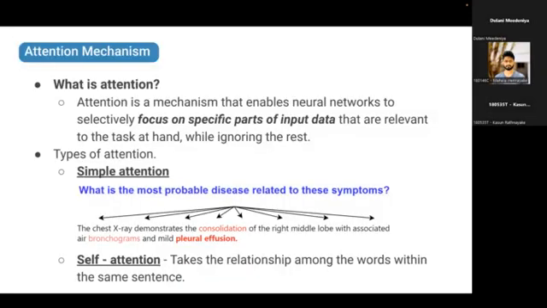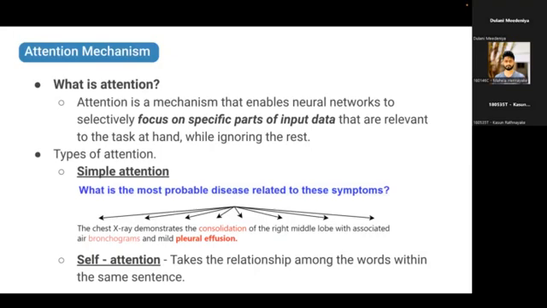So one of the key concepts that we have used in our implementation is attention mechanism, which can selectively focus on specific parts of the input data. In our case, it is chest X-rays and medical reports. Mainly, there are two types of attention. One is simple attention and the other one is self-attention.